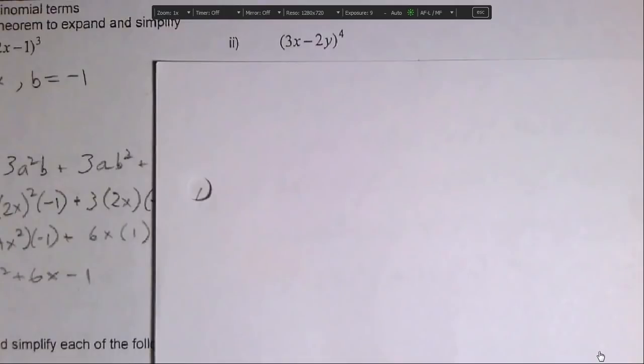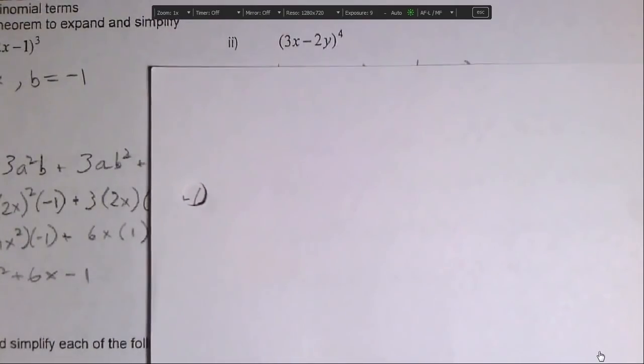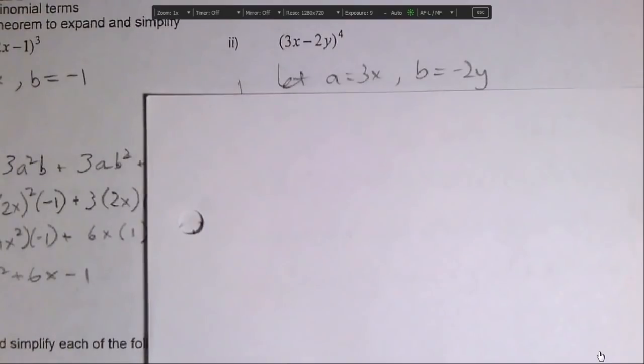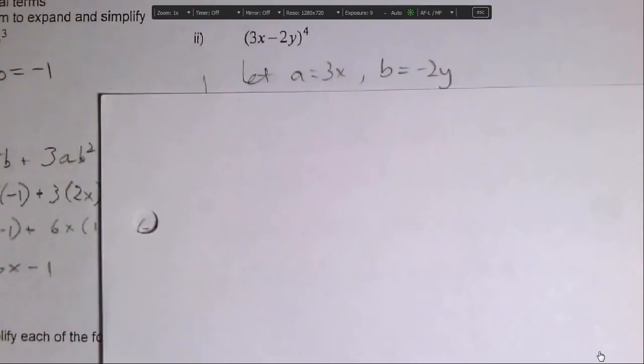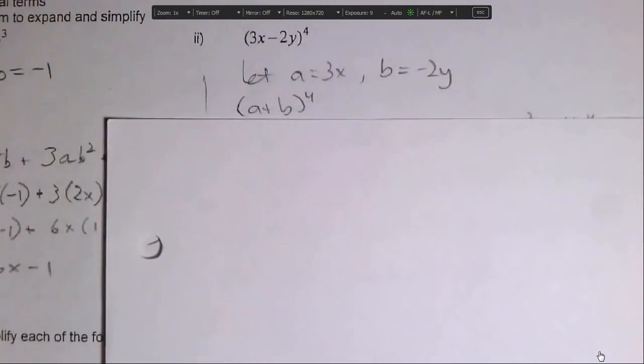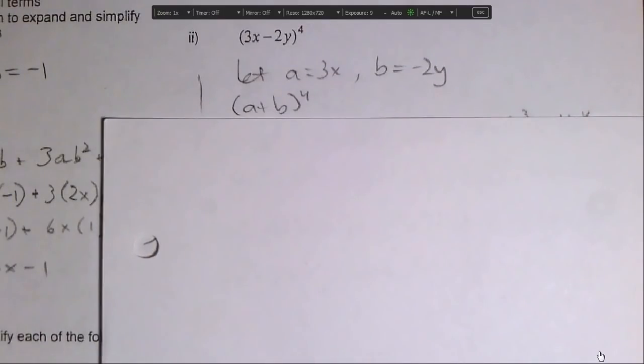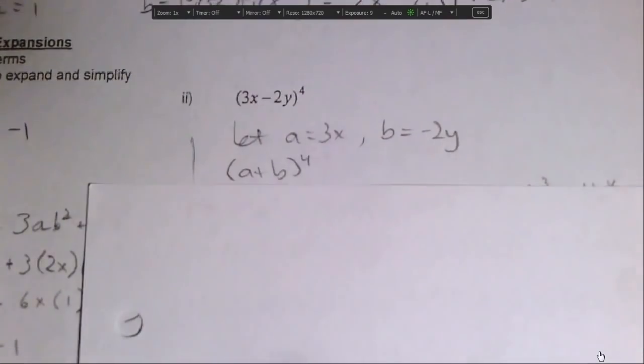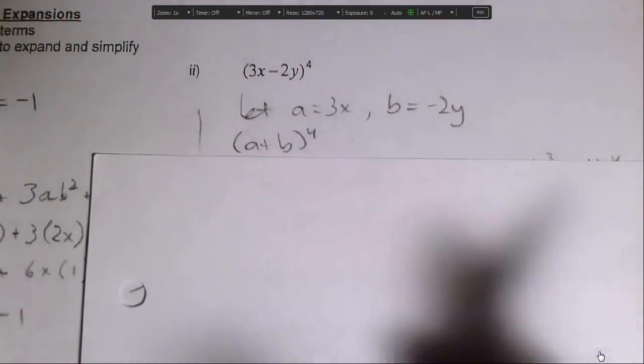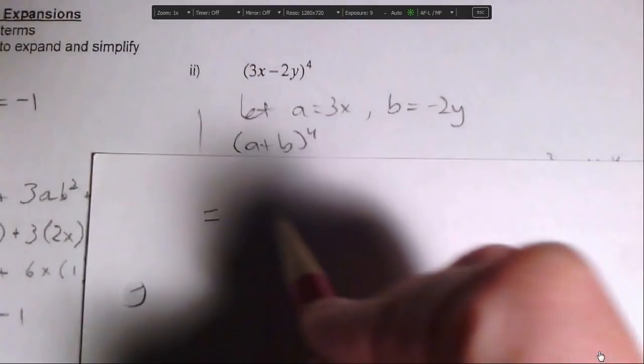And I'm going to ask you to do that one. So I'm just going to do the substitution part, and then you can pause the video. So again, we're going to write this as a change of variable, that a equals 3x and b equals negative 2y. And now we're just going to have to expand (a plus b) to the fourth. Now I've already written this, but the video didn't work, so I'm not going to rewrite it. I'll just show you my solution.